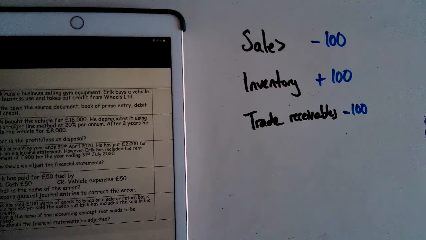And the name of this concept is realisation, because the transaction hasn't happened yet. So the rights of the goods haven't been transferred yet. So they still belong to Eric. You could also put prudence, you could also put accruals. The main one is realisation.